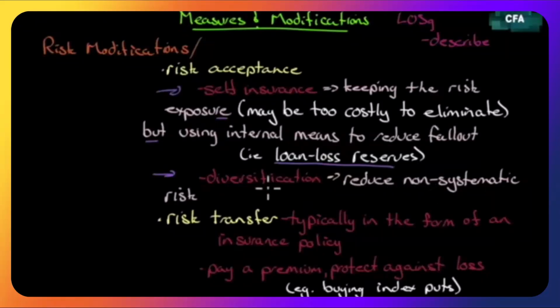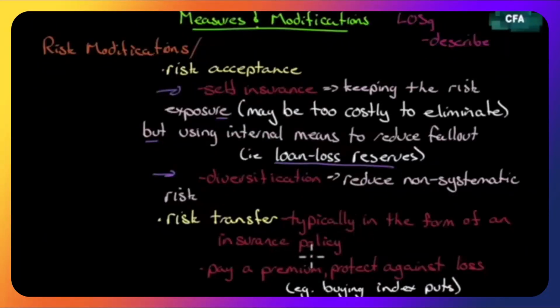Diversification reduces non-systematic risk. Whenever we buy a particular asset, we have what's called non-systematic risk, or risk specific to that asset. As we add more assets, we can diversify away, which means that we can remove the non-systematic components and be left with nothing but systematic risk. So that's something we can do ourselves. Risk transfer. We have risk. We can transfer it to someone else.